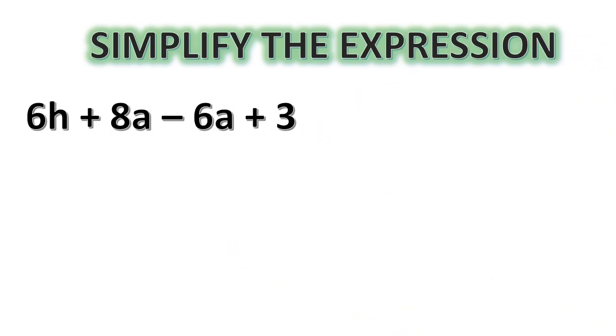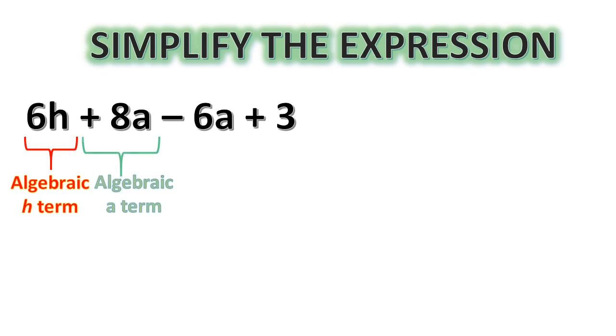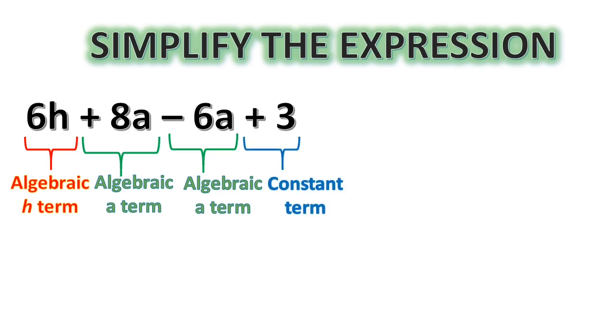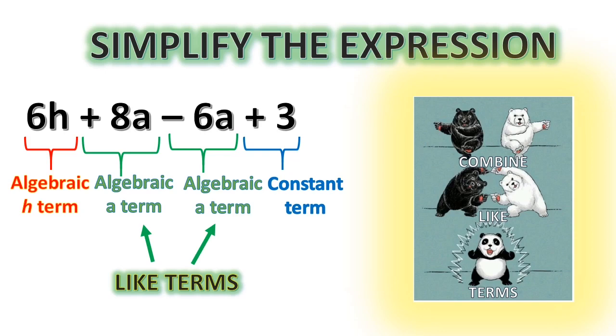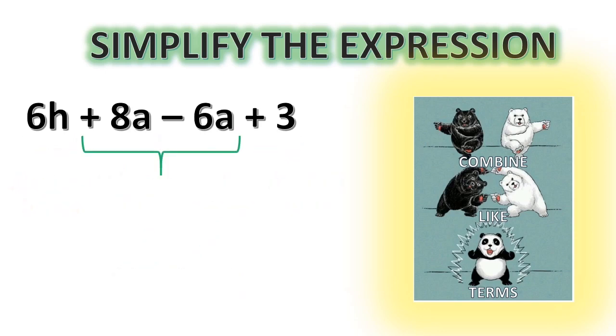Here's another example. It's a little bit trickier. I have an algebraic h term, I have an algebraic a term, remember those are different, and then I have a minus 6a term, and I have a constant plus 3. So the only like terms in this expression are the two algebraic a terms, so I can combine those. When you do that, remember we have plus 8 and we have minus 6.